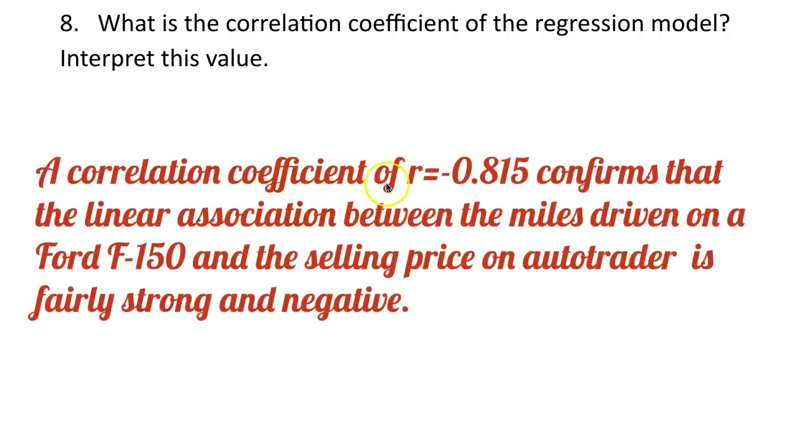So a correlation coefficient of negative 0.815 confirms that the linear association between the miles driven on the Ford F-150 and the selling price on AutoTrader is fairly strong and negative. I'm putting this linear part as if it's the condition, and then it verifies that it's fairly strong and negative. All right, there is a quick lesson on how to find the regression line on the calculator, how to calculate residuals, and interpret the different parts of it. Reach out with questions.